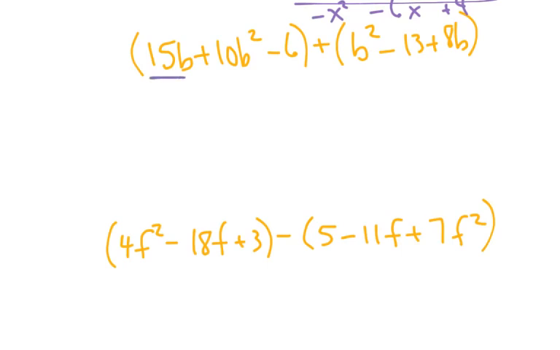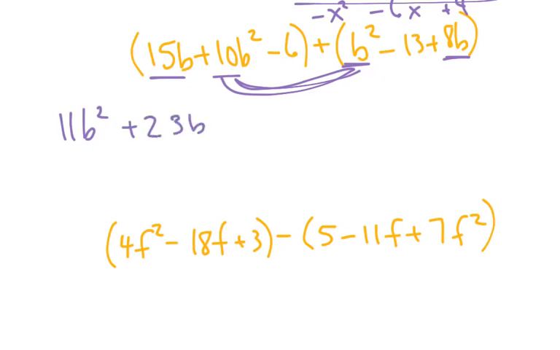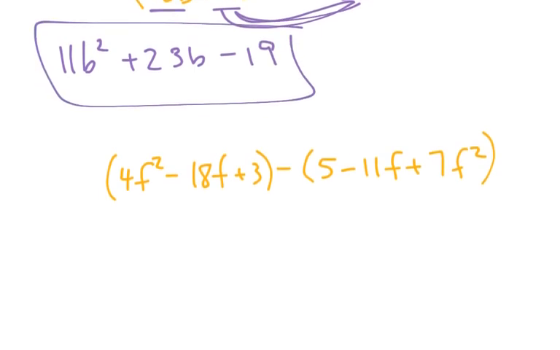So use the organization method that you think works best for you. I should also mention that I always like to write the highest degree first, which is the largest exponent. So that's these squares. So I'm going to have 11b squared, and then plus 23b, and then minus 19. So this is the answer you should have gotten there.